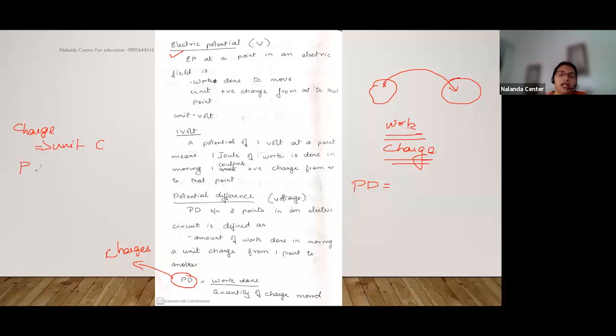What is the unit of potential? The unit is going to be volt. What is potential difference? It is work done per charge, that is, per quantity of charge moved. This has to be written behind the notebook. Again, the potential difference unit is going to be the same as that of potential itself, which is volt.